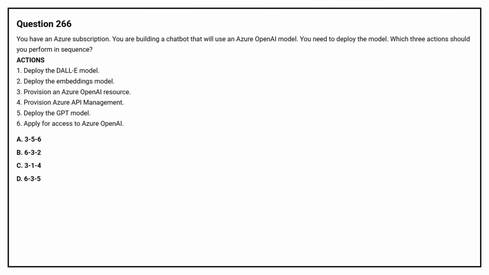Option A, 3, 5, 6. Option B, 6, 3, 2. Option C, 3, 1, 4. Option D, 6, 3, 5. The correct answer is option D, 6, 3, 5.